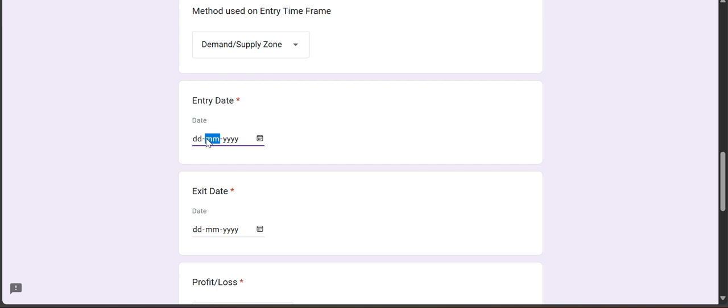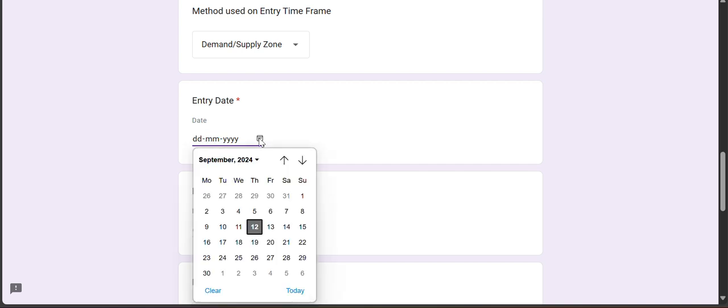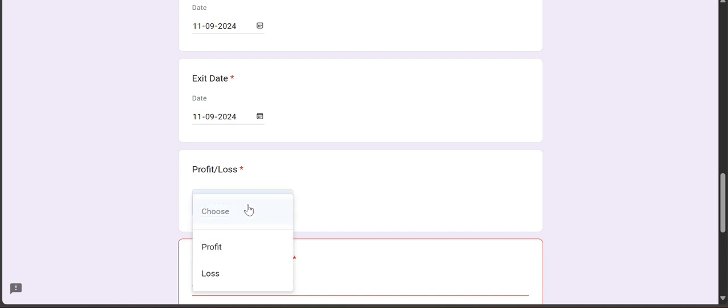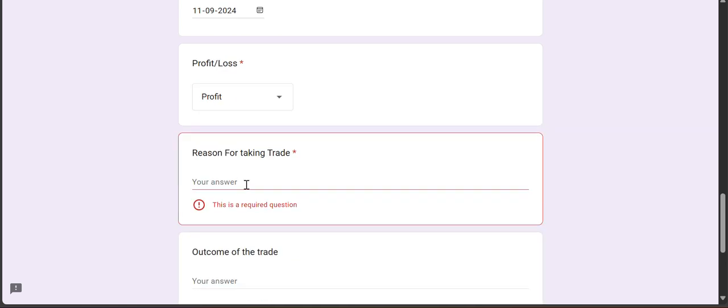What was the entry date? The reason I'm recording the entry date and exit date is that I want to analyze, at the end of 100 trades, on what days I'm getting the trades, and on what days I'm getting the successful trades. So that's why I'm recording this. That will be 11, and I exited the trade on the same day, so it will be 11. It was a profit.